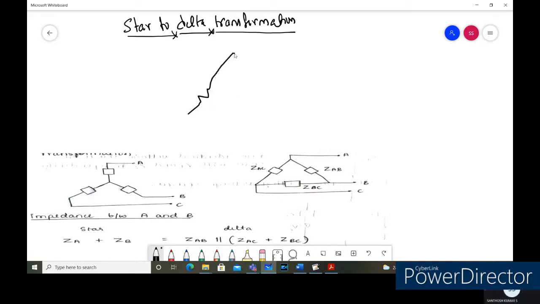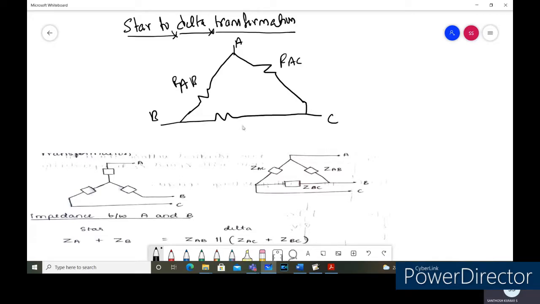Here the resistances are connected between three terminals. These are node A, node B and node C, and some part of the connection will be there at each. The resistance between the terminals A and B we can call RAB, this is RAC, and this is RBC.